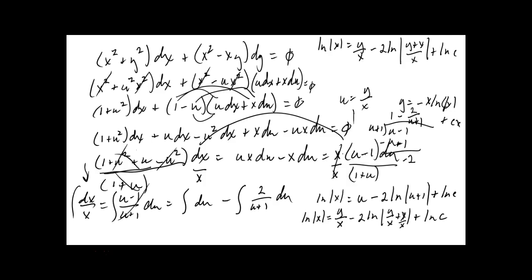Okay, I want to rewrite this slightly. Log absolute value x is equal to y over x. I'm going to have to erase some stuff, I think. Now, here's the part that hopefully you won't think is magic. Minus 2 times log absolute value y plus x plus, because, did anyone remember the rule for log of a quotient?